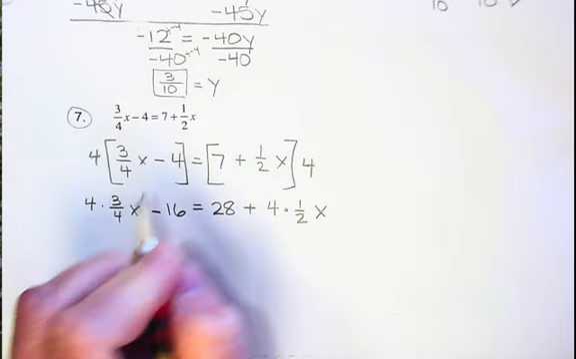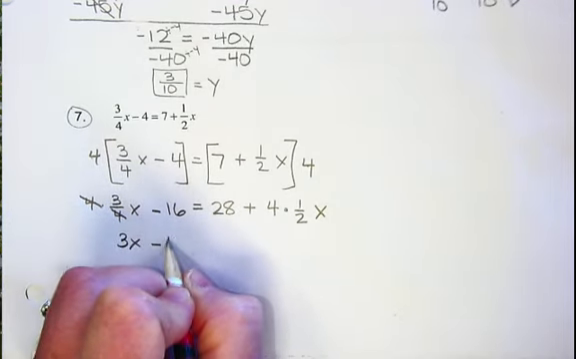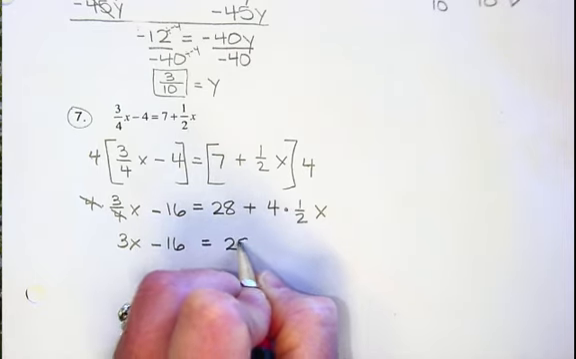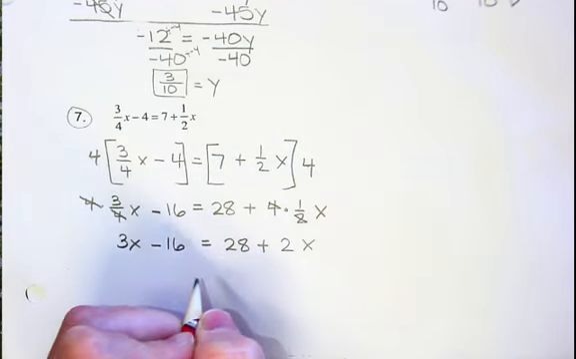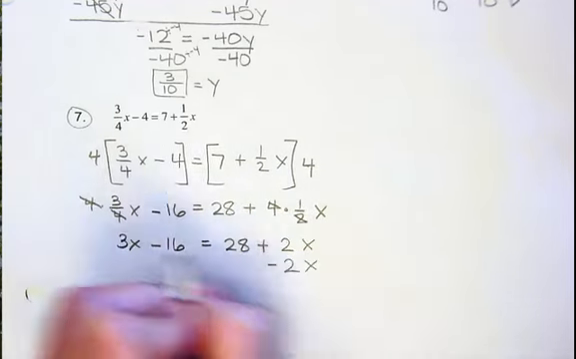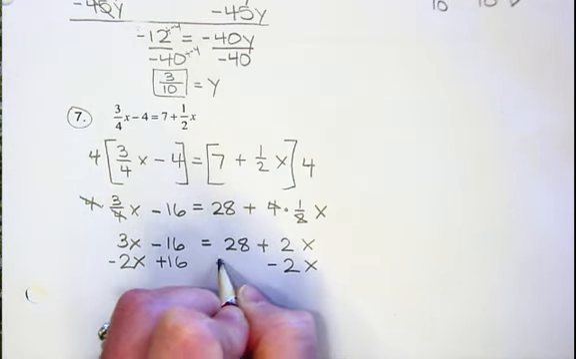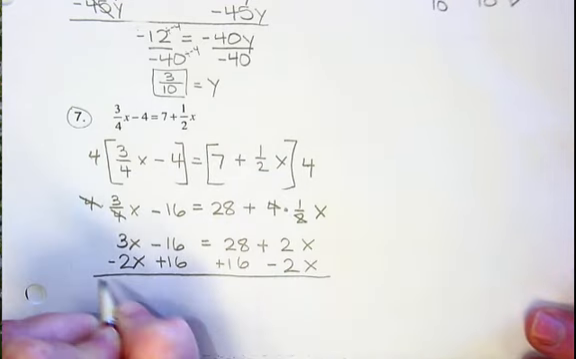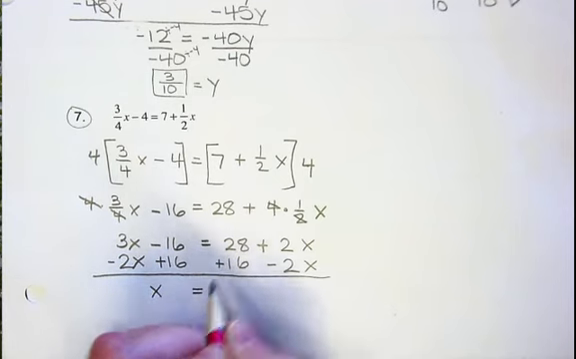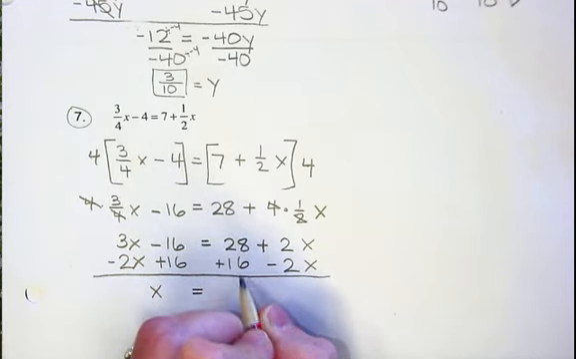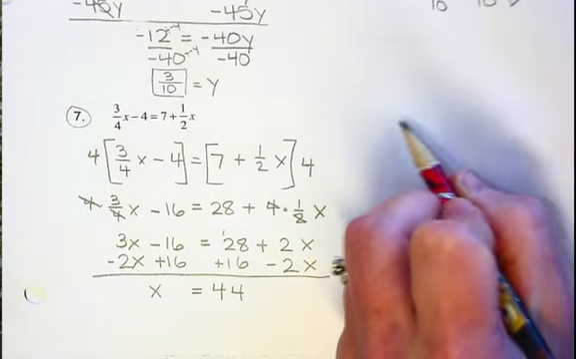1/2 x. Of course, remember, at any time you can get rid of this step. 3x minus 16 is equal to 28 plus half of 4 is 2x. Now I'm going to subtract 2x, and notice at that same time I'm going to need to add 16 to both sides. You can do that in 2 steps or in 1, whatever makes the most sense for you. This is going to give me x equals, and over here I'm going to get 14 and then another one, so 44.